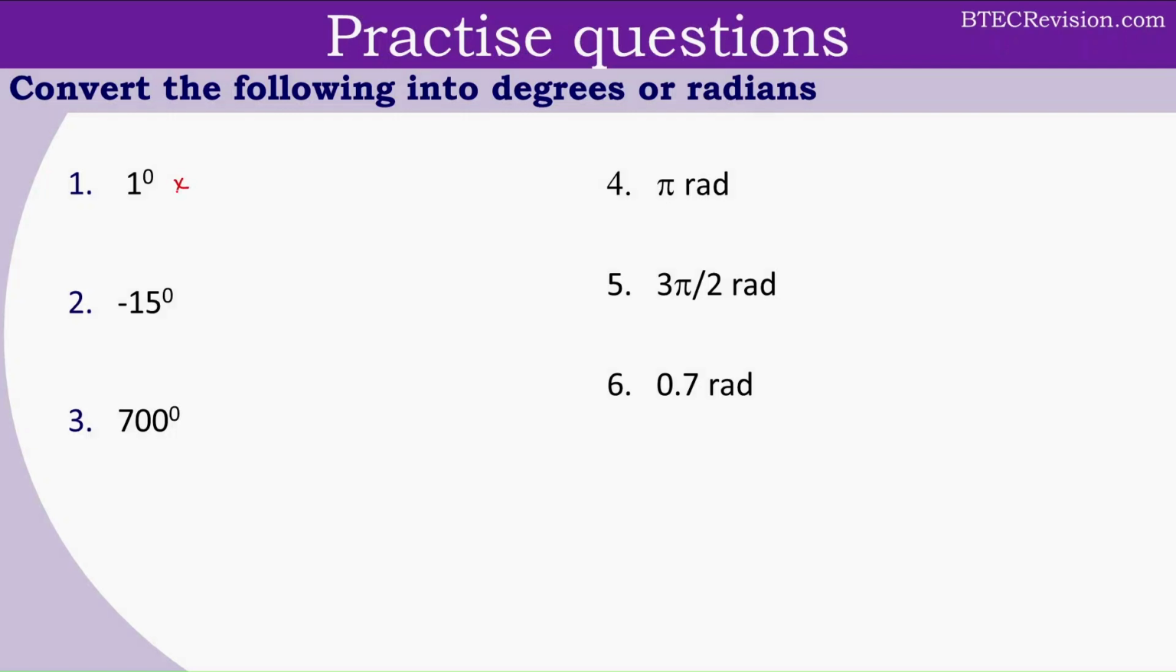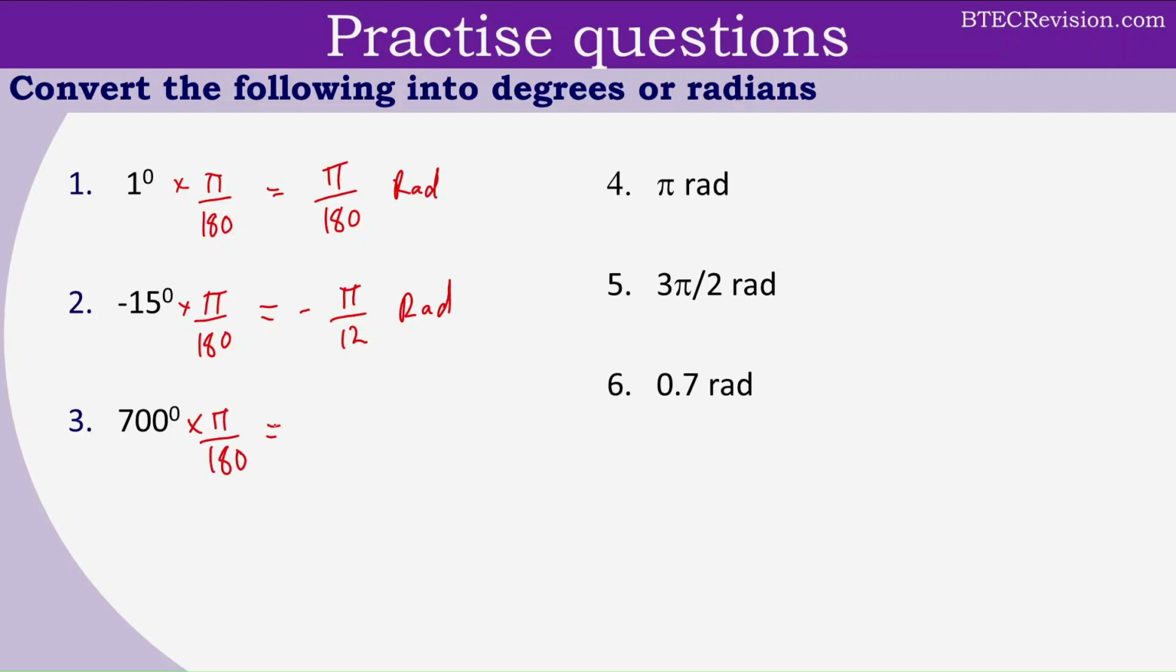For the first question, we multiply by pi divided by 180 degrees, and that's equal to pi over 180 radians. For the second question, we multiply by pi divided by 180, and it's equal to negative pi over 12 radians. The third question, we do the same, multiply by pi divided by 180, and that's equal to 35 pi divided by 9.